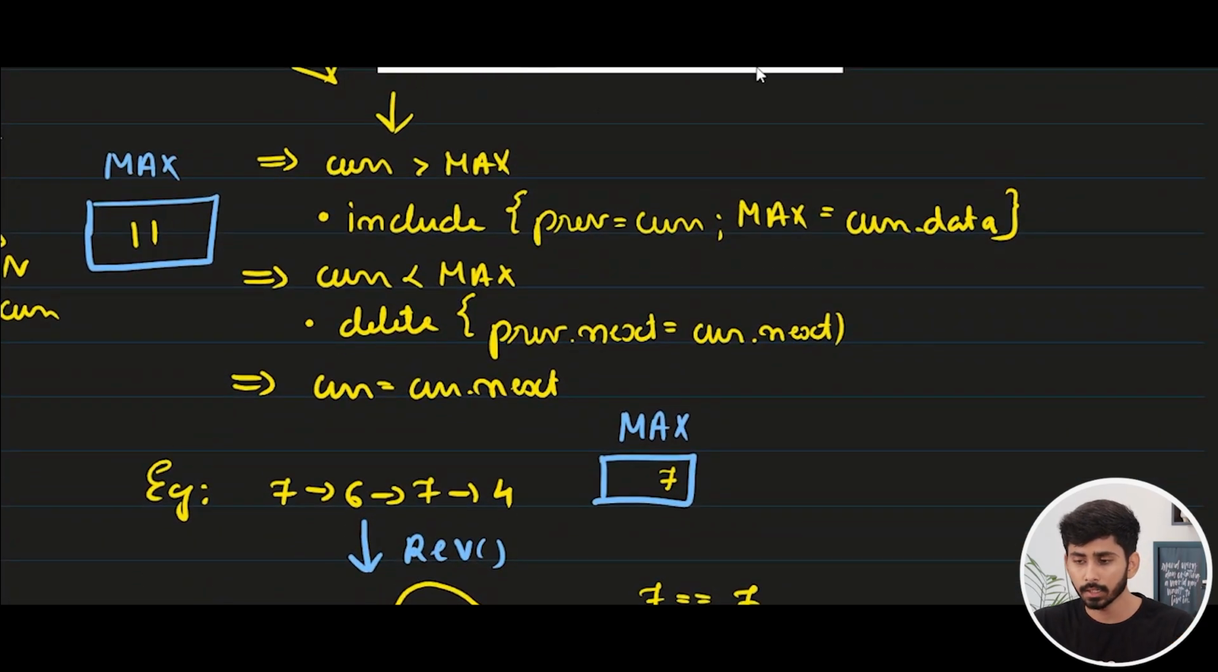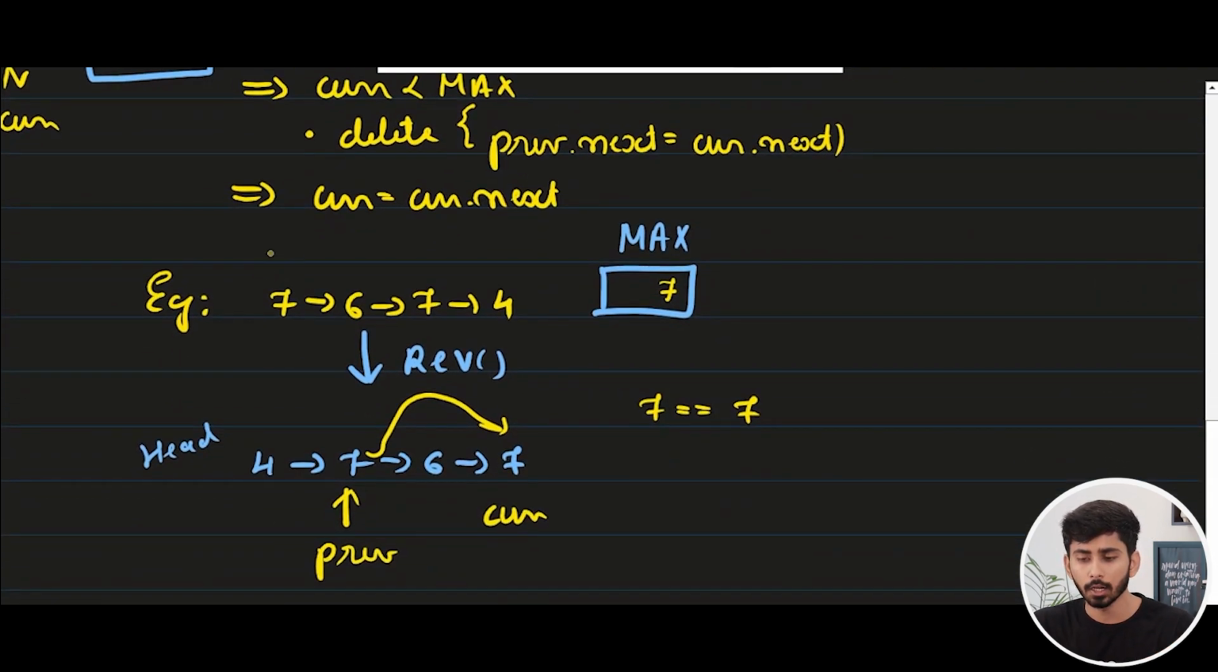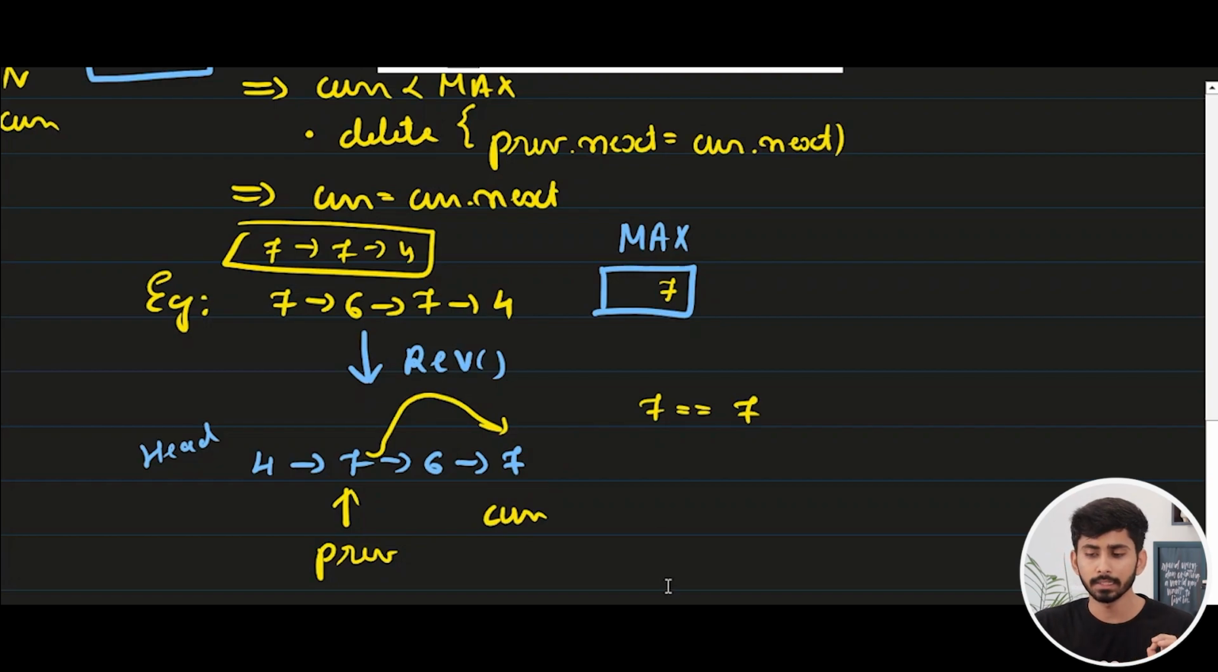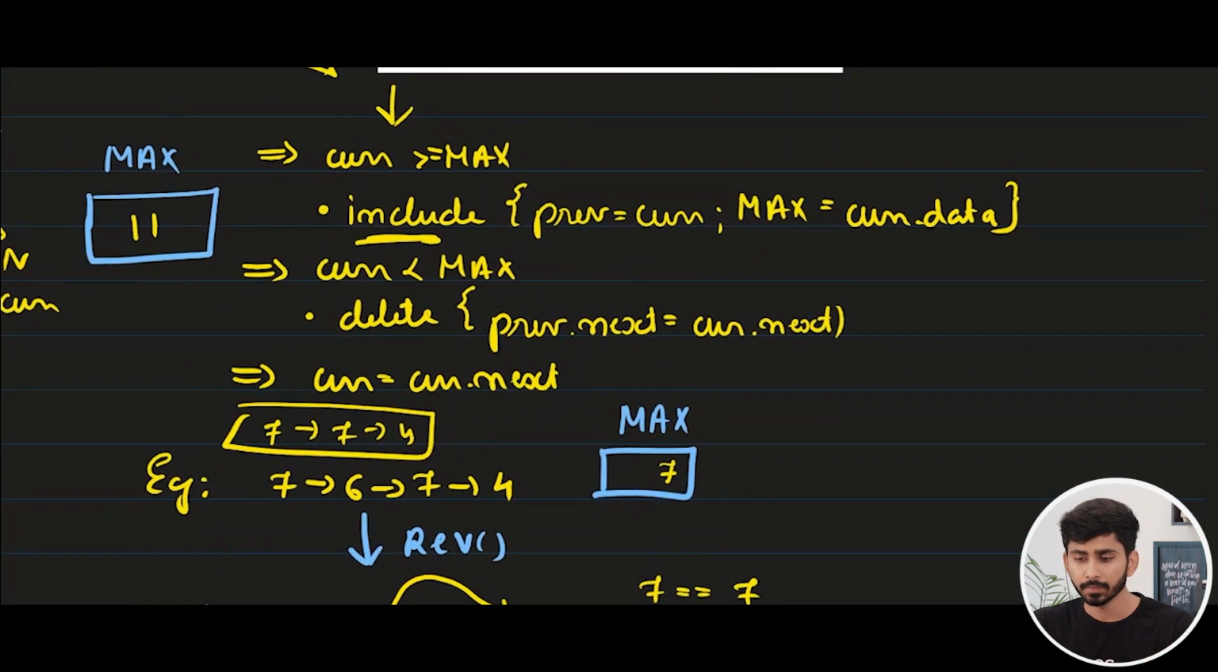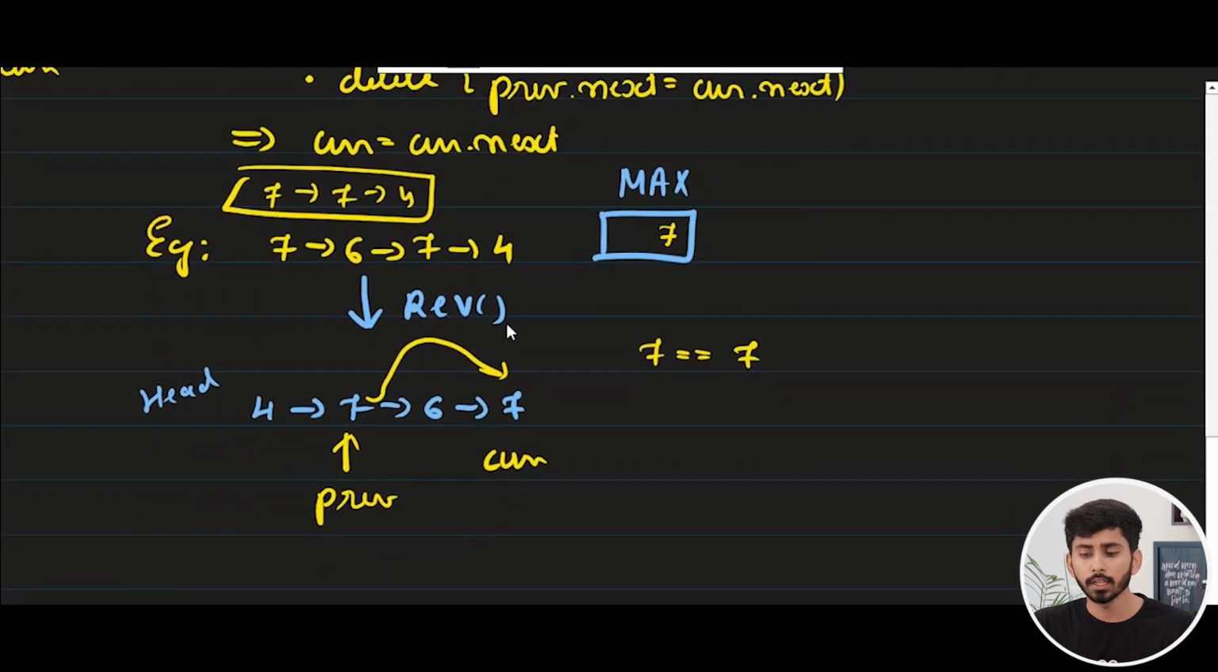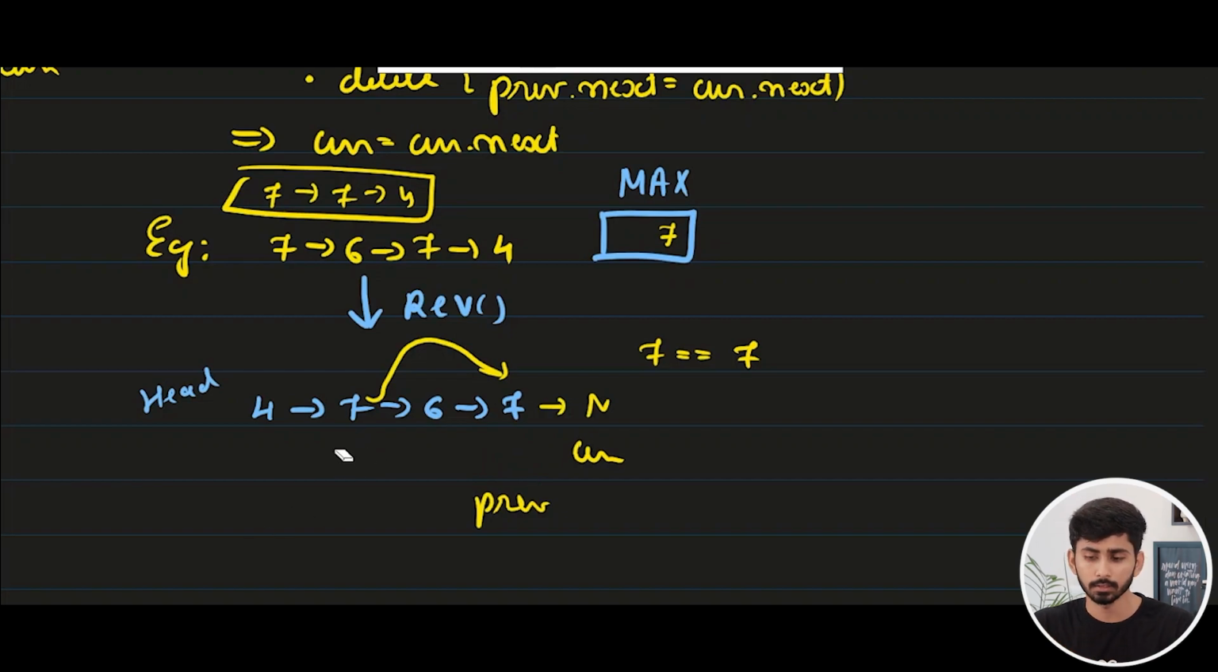Over here in this condition, current was greater than maximum, right? So now you will be checking if current is greater than or equal to maximum, which means you need to include that node in the linked list. Because if you find the output of this linked list, it will be 7, 7 and 4. If you delete this node, then the output will be wrong. So whenever your current and maximum are equal, you need to include that node in the output. Now I have included that node, so your previous will be pointing to current. And now you will be updating the current value. Current moves forward, and you have iterated over the entire linked list.